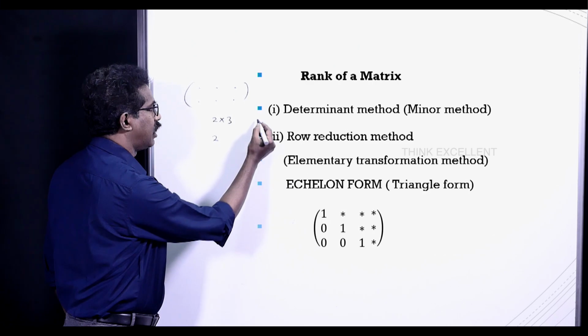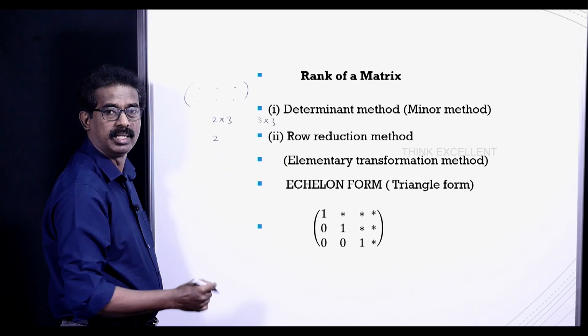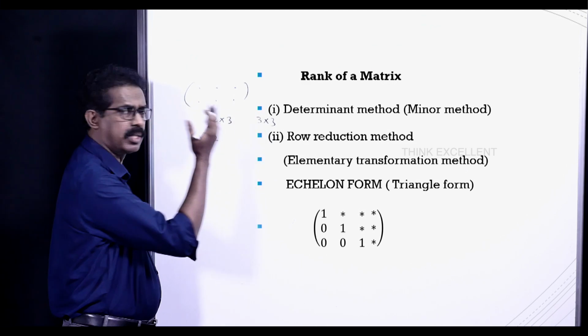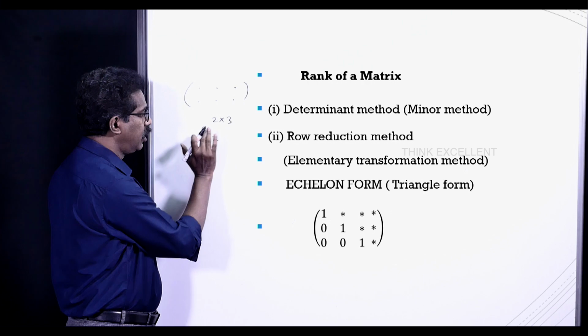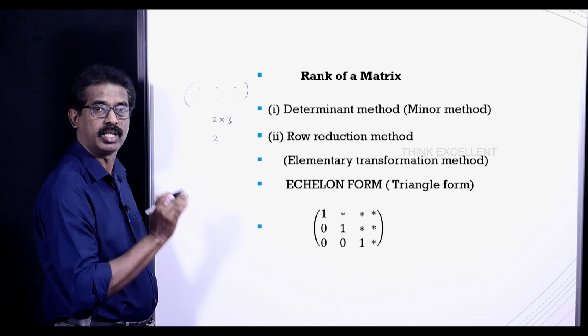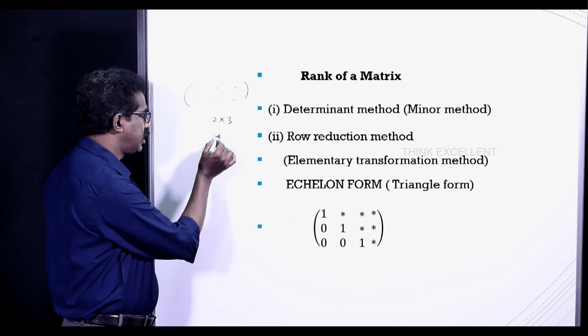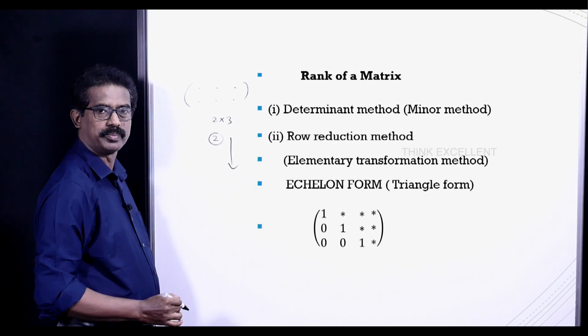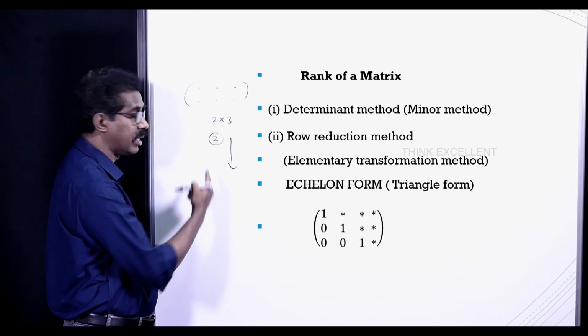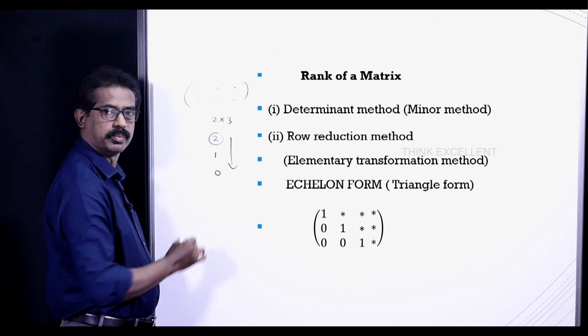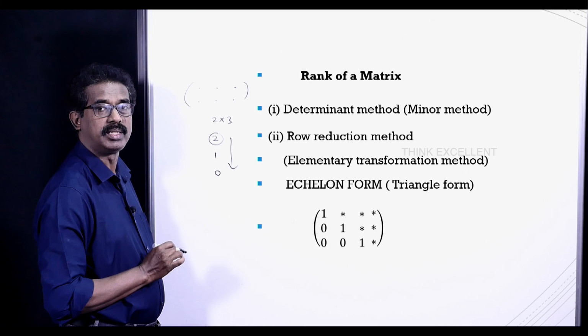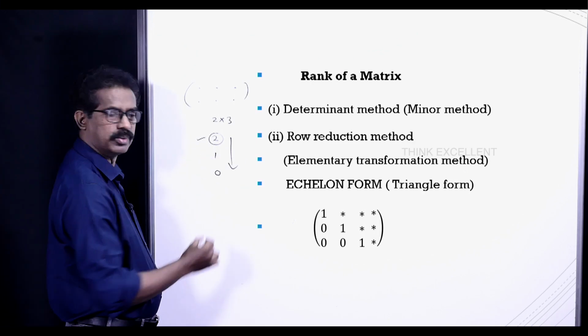You may ask, sir, if it is 3 by 3, what to do, right? If it is 3 by 3, both are the same, so you take the smaller number as 3. If the numbers are different, you take the smaller, which is 2 here. So the rank is either 2 or less than 2. Less than 2 means it can be 1, it can be even 0. How to confirm it? First we have to check for 2.